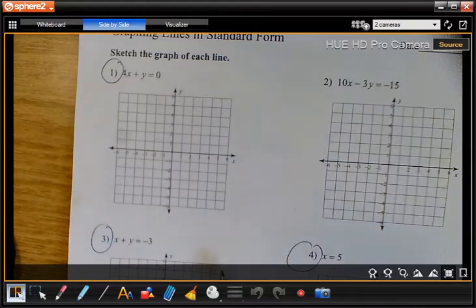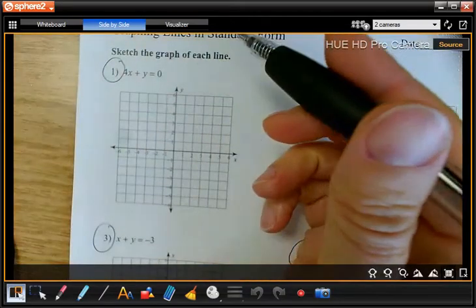At how to graph things in standard form. The best way to graph these in standard form is to basically plug in a 0 for x, find out what y is, plug in a 0 for y, and find out what x is. And it's really the x and y intercept we're finding here.